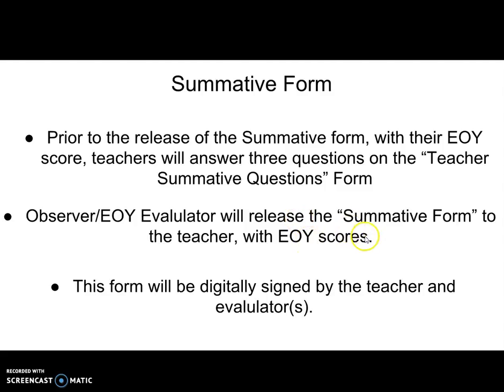After you've done this, the observer will release the summative form to the teacher with the end of year scores. Attendance descriptors will also be on there: satisfactory, not satisfactory, or extenuating circumstances. Also, as an artifact, you may see additional attendance information uploaded, such as the exact days that you were absent. More information will be coming on this as we move down the year. Finally, the form will be digitally signed by the evaluator, and the teacher will digitally sign it by acknowledging it.